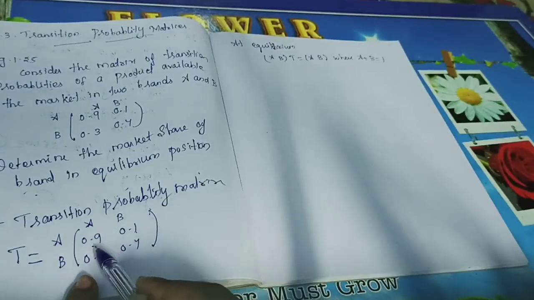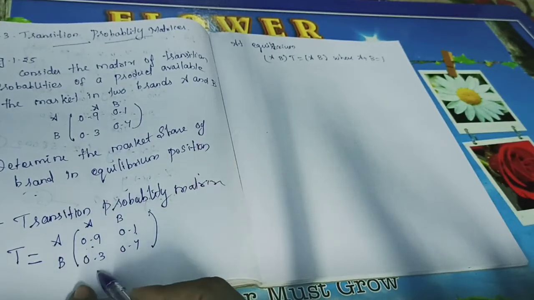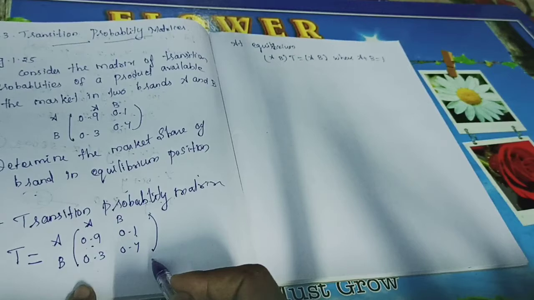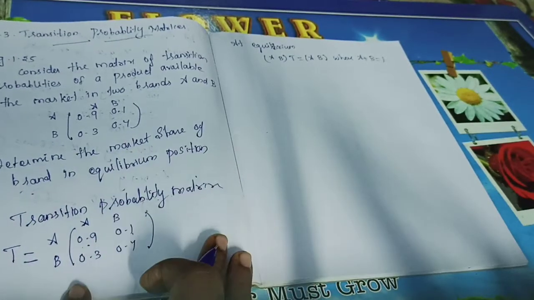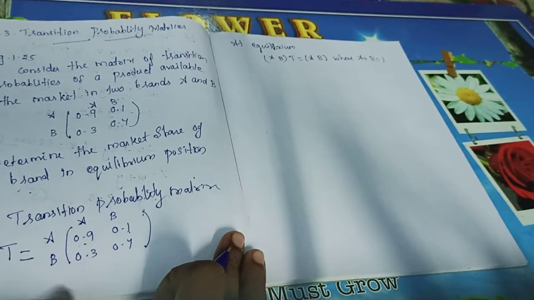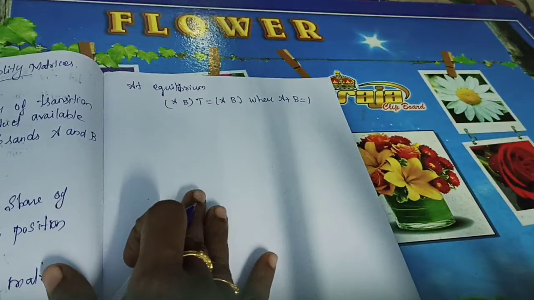Add and see. 0.9 plus 0.1, how much will you get? 1. 0.3 plus 0.7, how much will you get? 1. Then one more condition: all the entries must be less than 1. This is a small condition we are going to use at equilibrium.